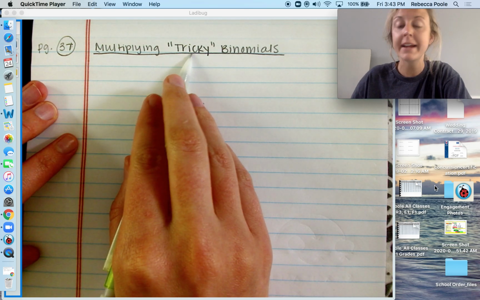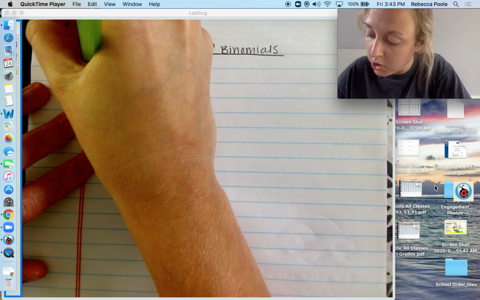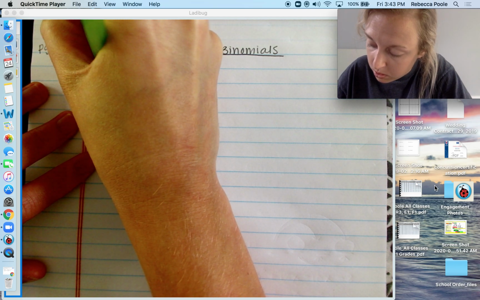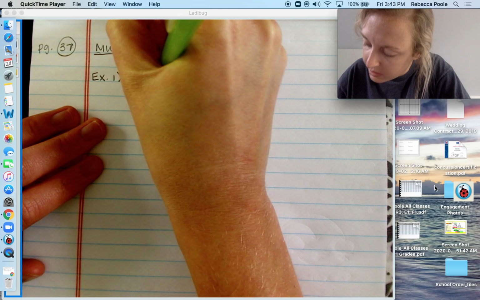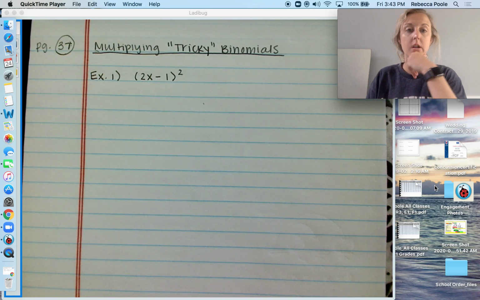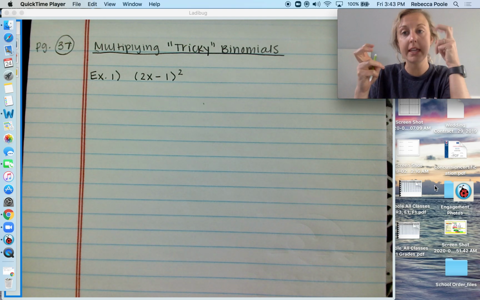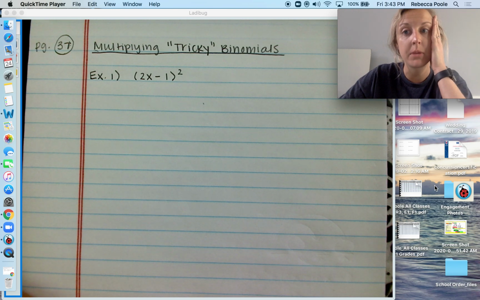So multiplying tricky binomials. This is what I mean by a tricky binomial. We're just going to do straight examples. So if I give you 2x minus 1 all squared, that's what I used to call it in class if we were in person, a tricky binomial, okay?